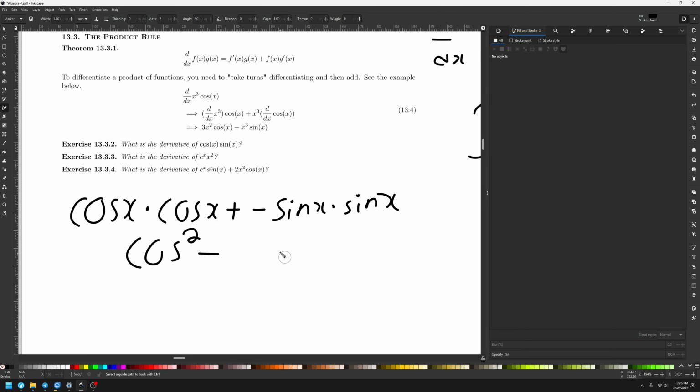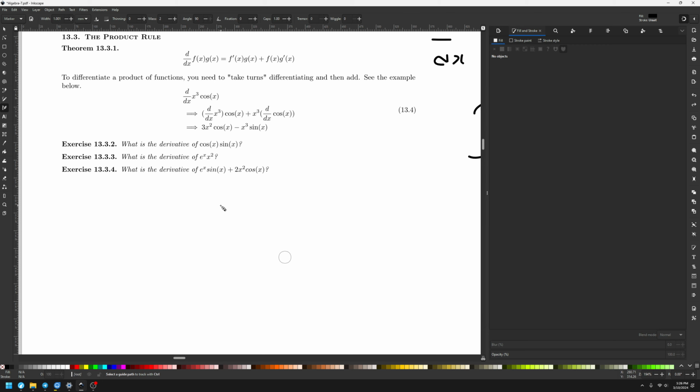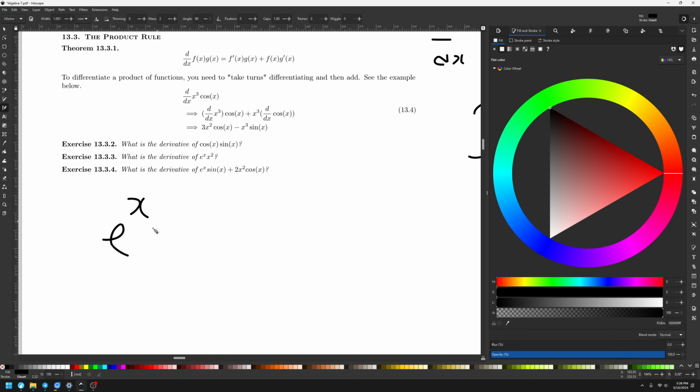Okay, now for the second one. What is the derivative of e to the x times x squared? Okay, we're going to differentiate e the first time. Well, nothing changes. And now for the second one, we're going to differentiate x squared. 2x, e to the x. This is our answer.